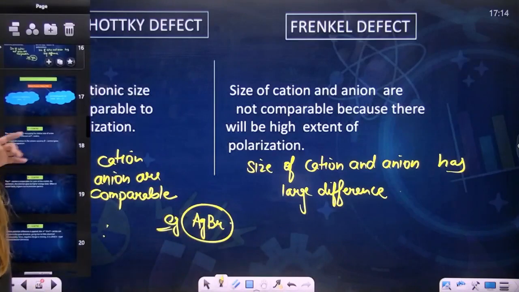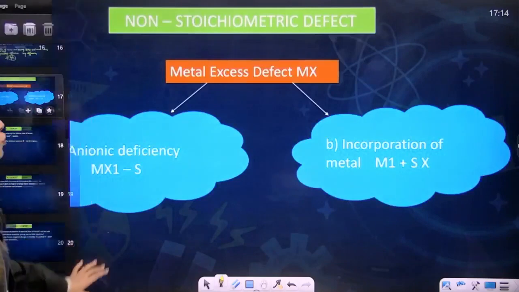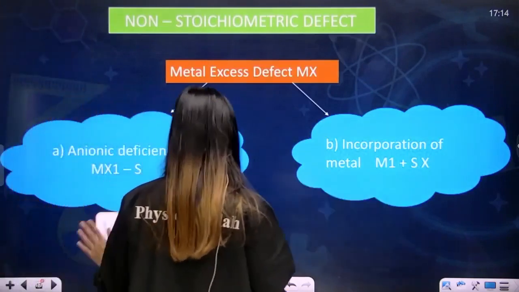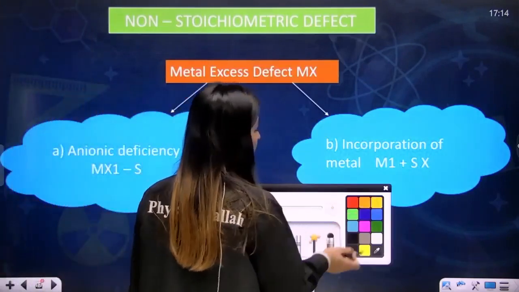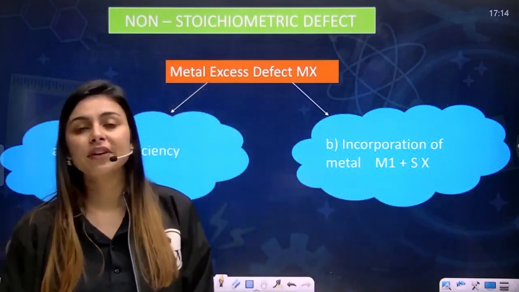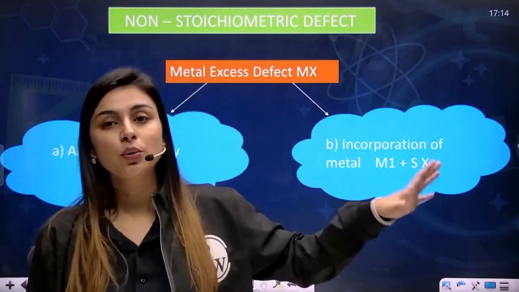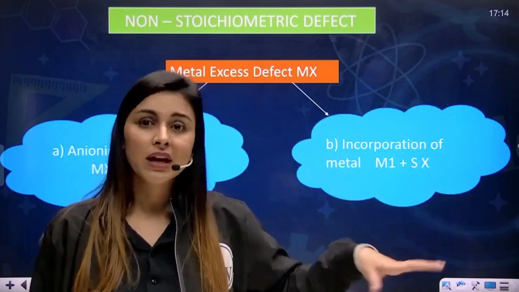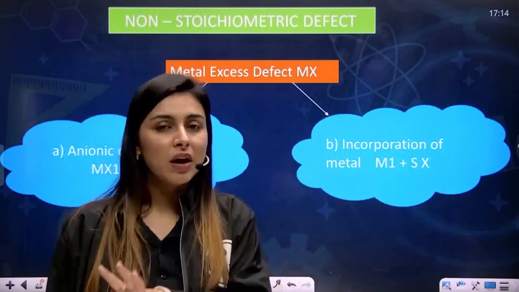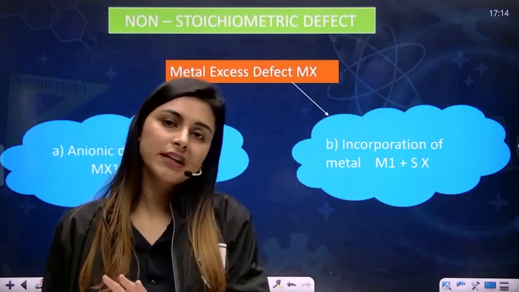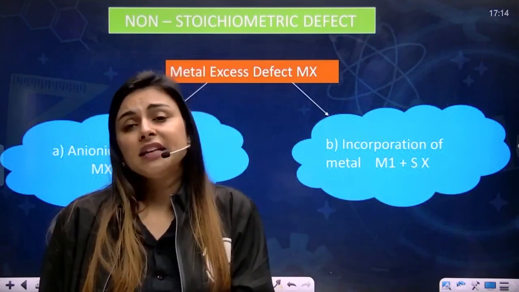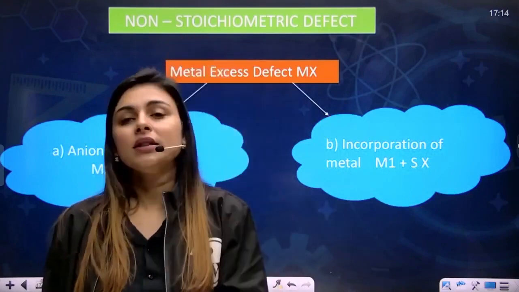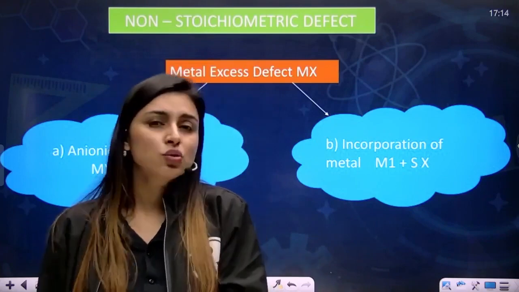Now let's move forward. Next topic is, my dear students, your non-stoichiometric defects. Now in non-stoichiometric defects, what actually happens is the ratio of cation to anion will definitely change. If it is changing, this means that you have a cation and you have an anion. We call cation as metal. Either the metal will be more or the metal will be less. These are the two cases which can happen.